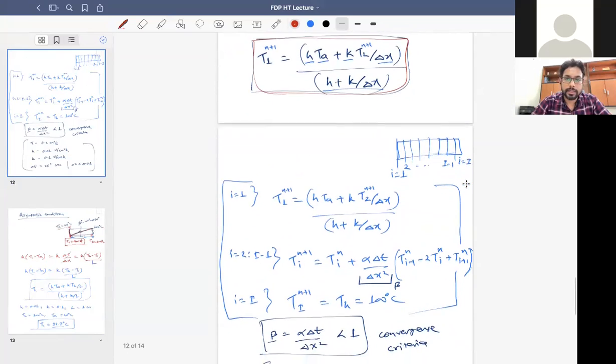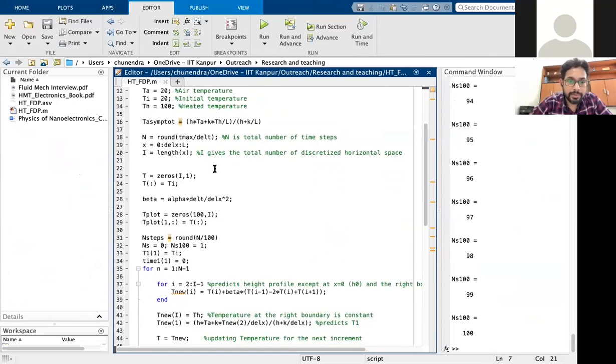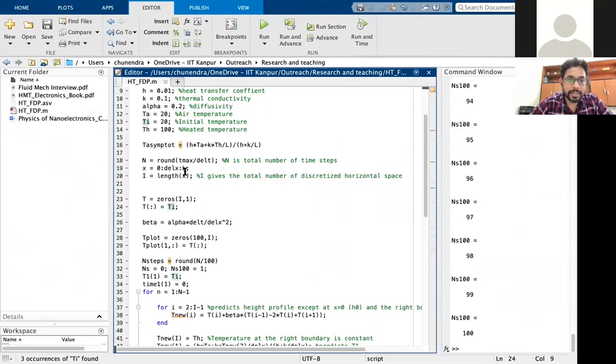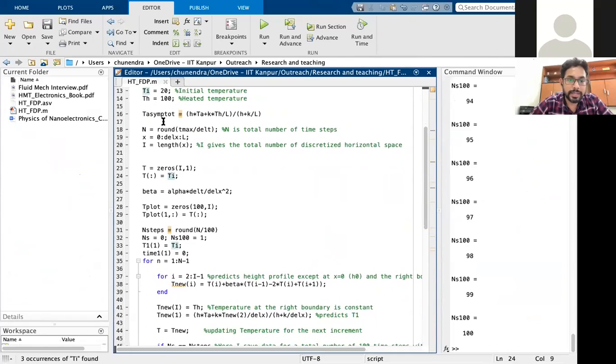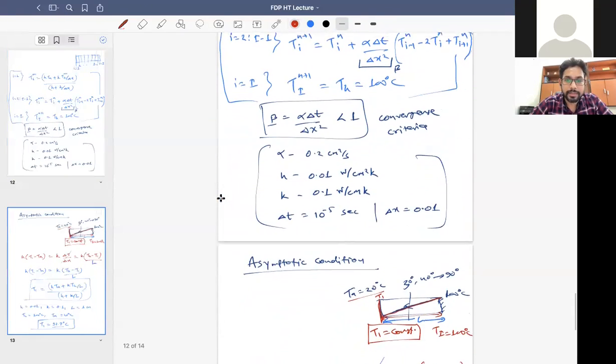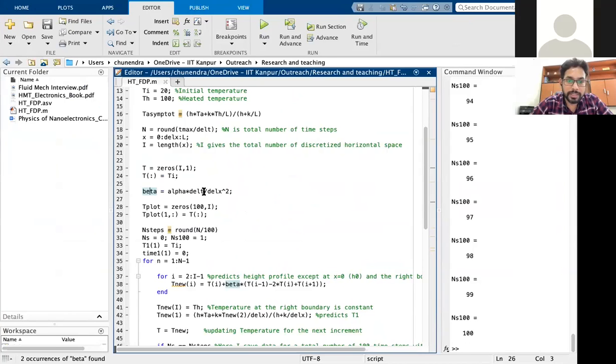All right. Now let's go to the MATLAB code again. And then we have capital I, T. So we need to define the initial condition that capital T, that's temperature everywhere, is Ti, and Ti is 20 degrees, that we already defined here, right? Then beta, you remember beta, that is this convergence criteria, which should be smaller than 1. So we have defined beta here.